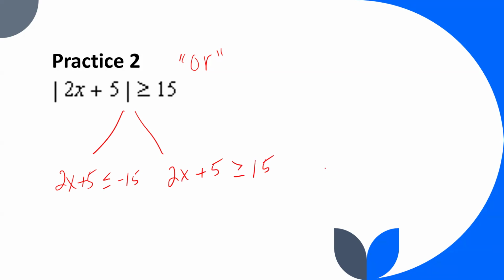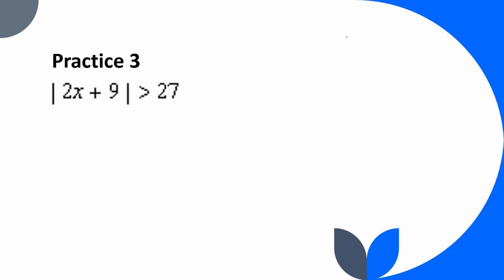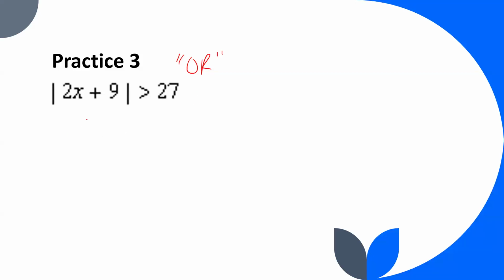All right. Let's try another one, making sure we still got it. Is this an and or an or statement? Or. How do I know it's or? Greater than. Okay, try again. See if we can get a little faster. Absolute value of 2x plus 9. Again, it's a split. So you have 2x plus 9 is greater than 27, and then 2x plus 9 is less than negative 27, and proceed to solve.